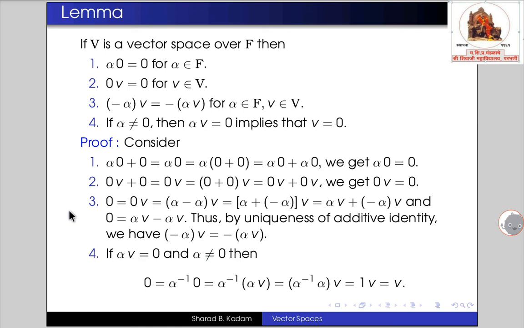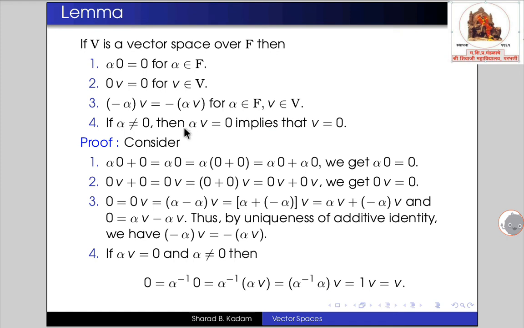Next, fourth condition is, we have given alpha is non-zero. Alpha is a scalar and alpha is non-zero. We know that in every field, a non-zero element has a multiplicative inverse. That means multiplicative inverse of alpha exists, and we denote it by alpha raised to minus 1.